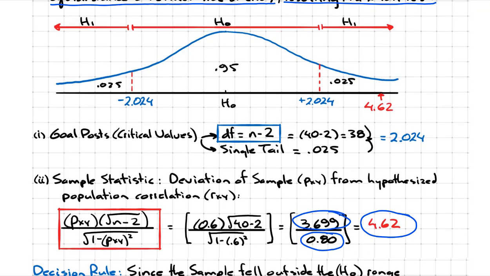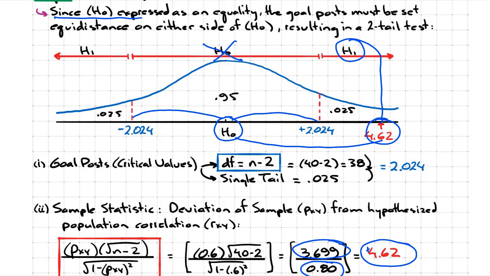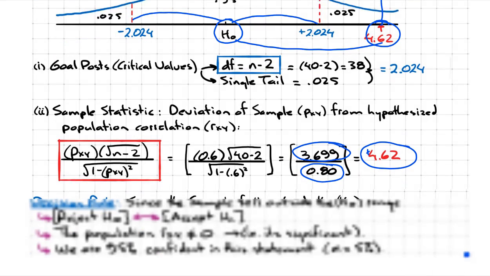So let's go back to our framework here. Again, remember, everything starts from the null. Whether you're looking at the critical values or the sample statistic, it all starts from the null. So the sample is positive 4.62 standard deviations away from the null. So that would be right there. Do you see how I measure the sample's distance starting from the null? So our sample lies there. And then when you look up, you say, oh, that is alternative territory. So therefore, we are going to reject the null. And that's how you play the game.